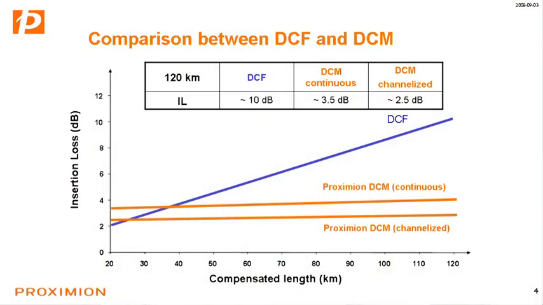The most obvious advantage of FBG-based DCMs is the low insertion loss. Typically, a 120 km FBG DCM has an insertion loss of around 3 dB, while an equivalent DCF has an insertion loss of approximately 10 dB or even higher. Furthermore, the DCM has an advantage in having virtually constant insertion loss versus span length, whereas the loss of a DCF grows linearly with the span length.